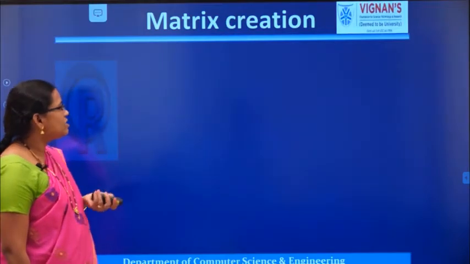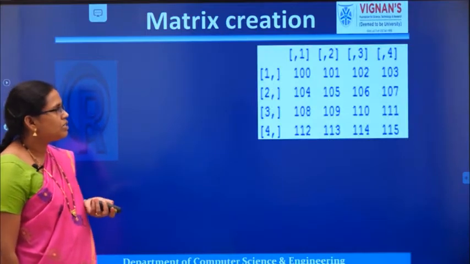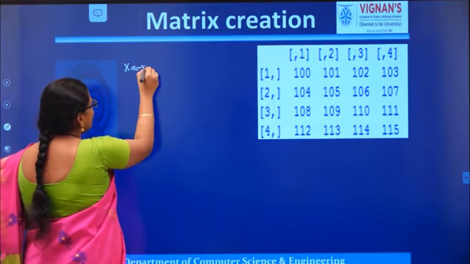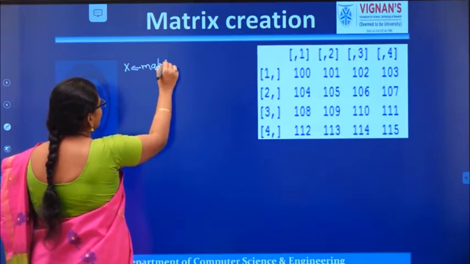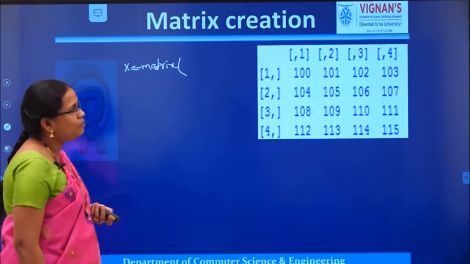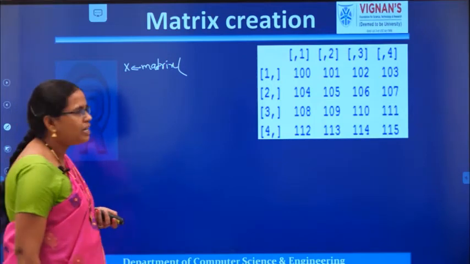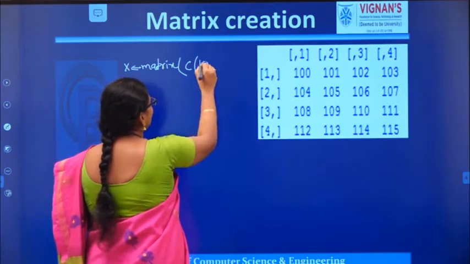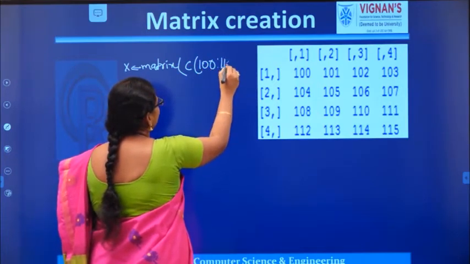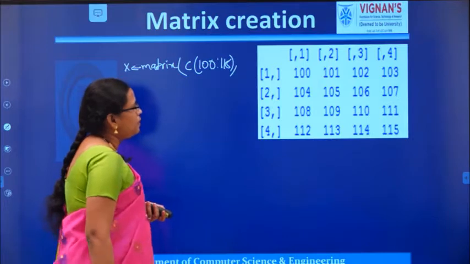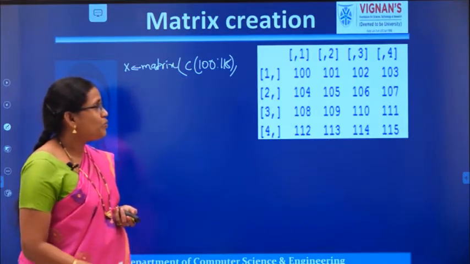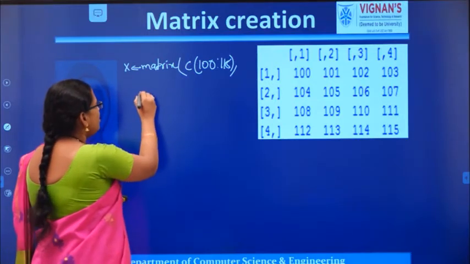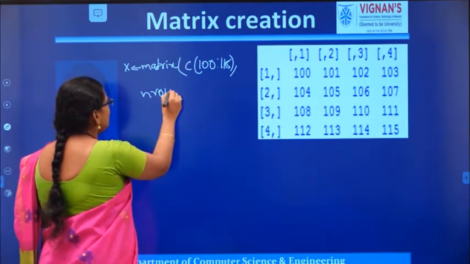Next, let us see another example. See this example. Let the matrix name be X. I am going to create a matrix for this. So X is equal to matrix of, what is the input given? The input given for the matrix is 100 to 115. So c of 100 colon 115. And then next, how many rows are present? The number of rows is 4 here. So nrow is equal to 4.